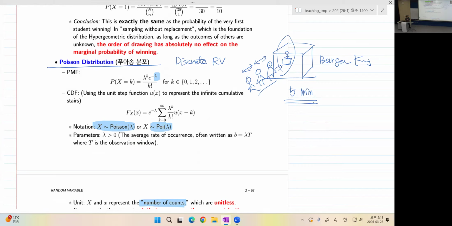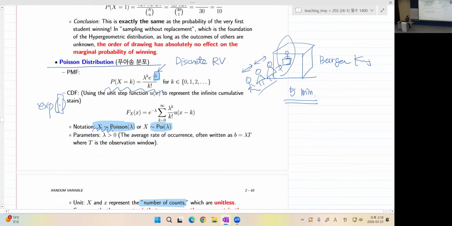Anyway, this distribution looks like this, the probability mass function. And as you see here, you have negative lambda in the exponent of the exponential function. Since the exponential function is a transcendental function, which is defined as a Taylor series, its argument should not have any unit. So here, lambda is a unitless quantity.